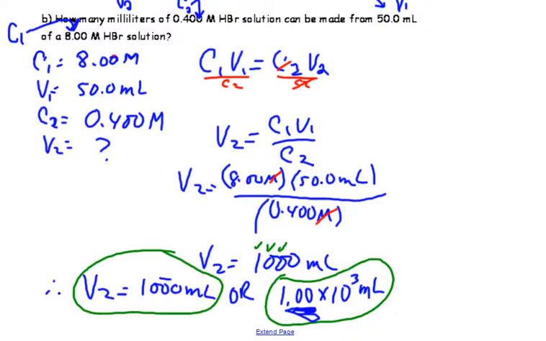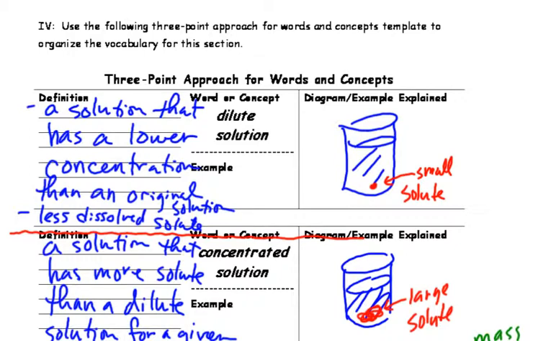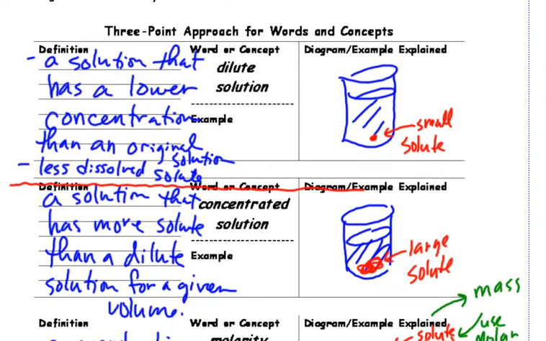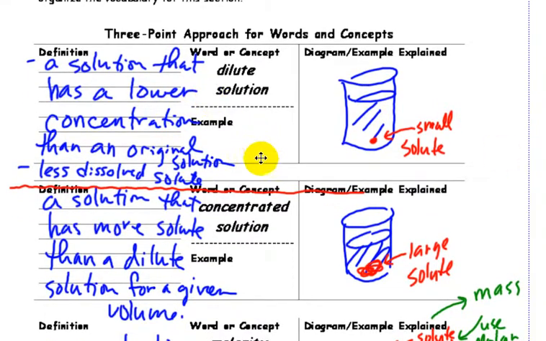Okay, so there we have it, dilutions. And the last part here, just simply looking at the vocab that we have. So a dilute solution versus a concentrated solution. A dilute solution has a lower concentration than some original solution, or we can say it has less dissolved solute than a concentrated solution, which has more solute in a given volume. And here in the diagram, I just show a larger amount there.